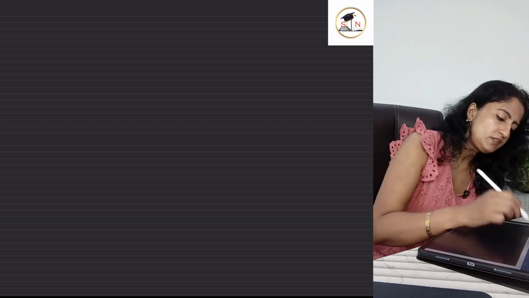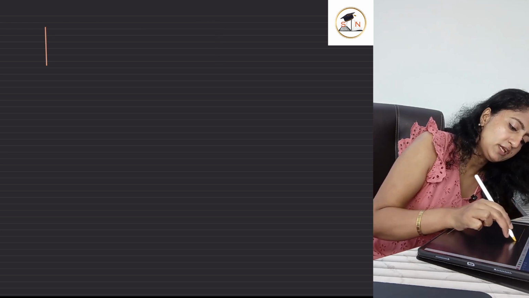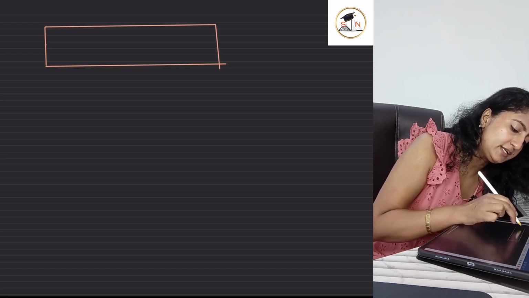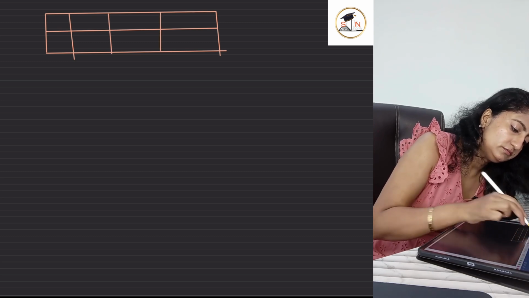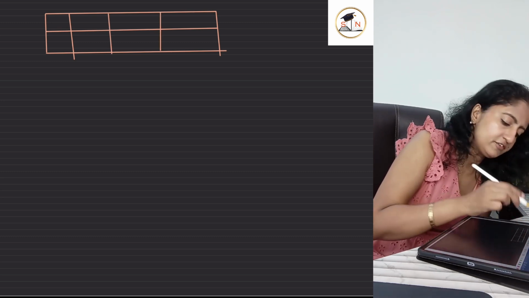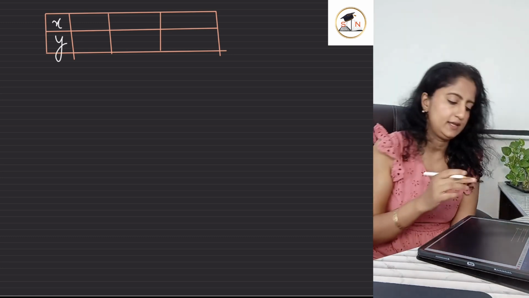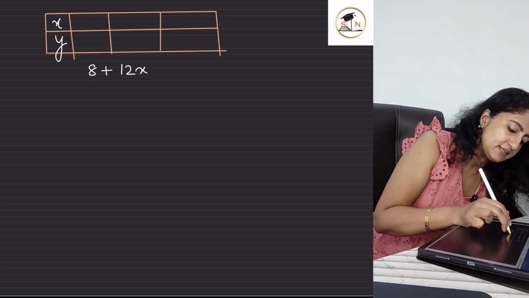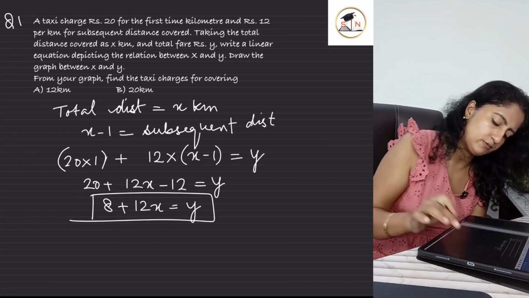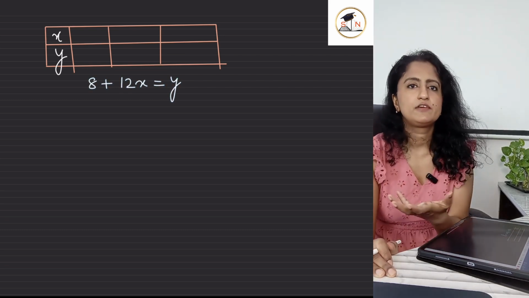Okay, so first let's create a quick table. टेबल बनाना जरूरी है बिकॉज टेबल से हमें वैल्यूज क्लियरली पता चलती है. Okay, so now I have created a table. First we will be writing x, then we write y. Let me write the equation first over here. 8 plus 12x equals to y. यही हमारी इक्वेशन थी, राइट? नाउ वी आर टॉकिंग अबाउट द टैक्सी फेयर ओवर हियर.